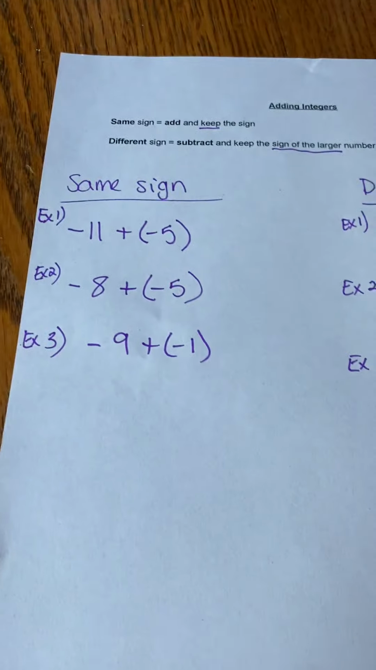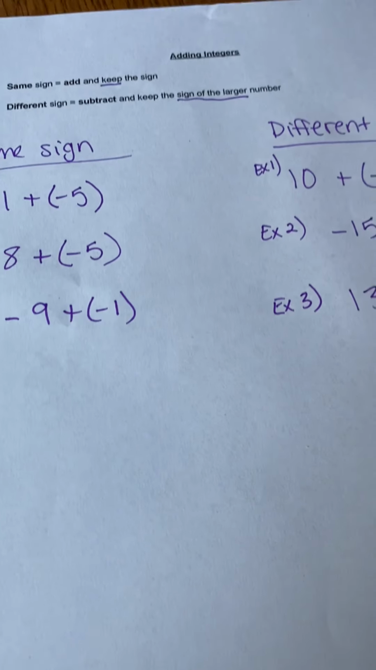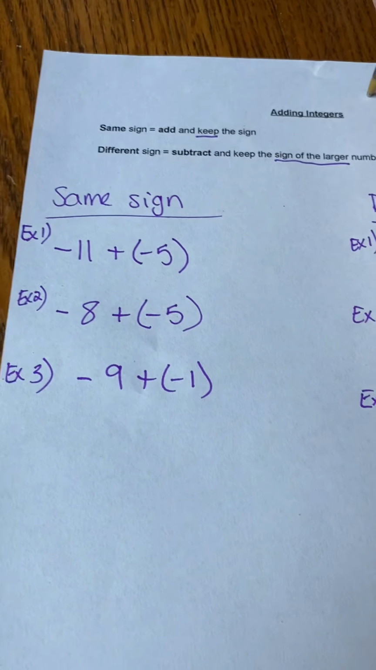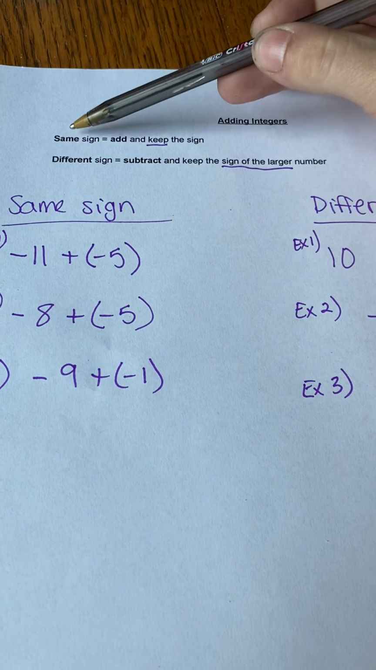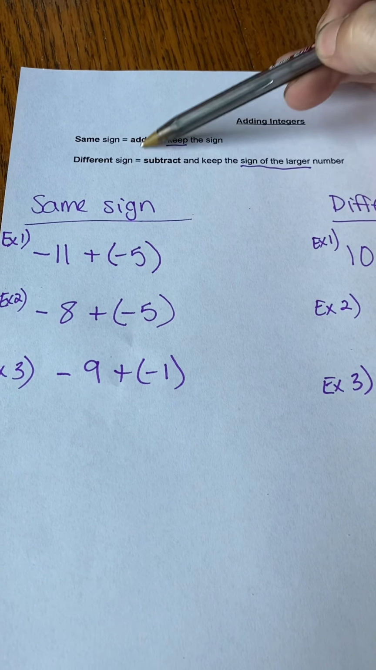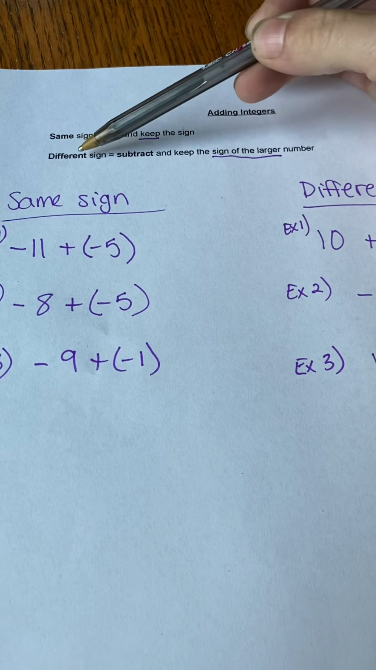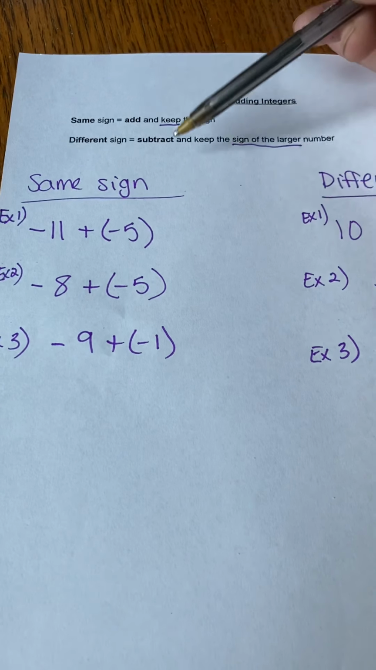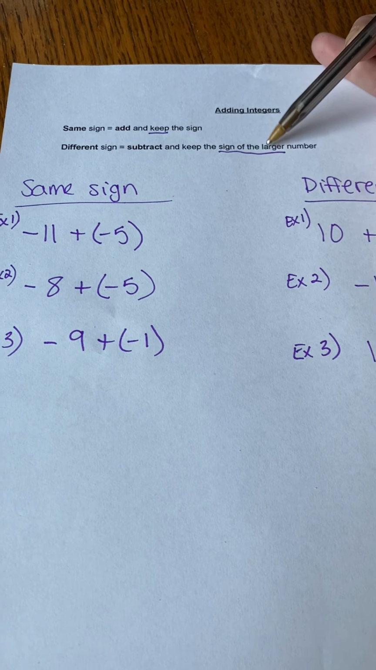I wanted to take a second to go over some examples and some rules for adding integers. I've also posted this in Google Classroom in a Word doc. So if the integers have the same sign, then we're adding those numbers and we're keeping the sign. If the integers that we're adding have different signs, then that means that we actually have to subtract them, and then we're going to keep the sign of the larger number, okay?